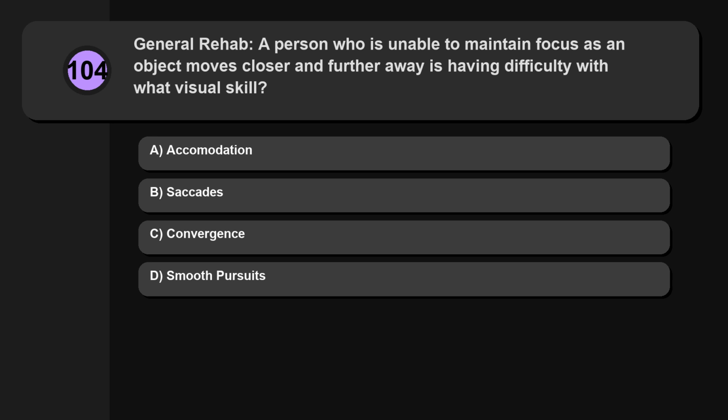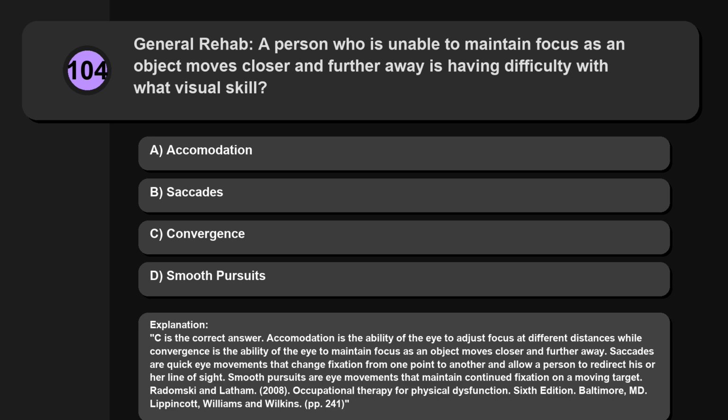Question 104. General Rehab. A person who is unable to maintain focus as an object moves closer and further away is having difficulty with what visual skill? Option A, accommodation. Option B, saccades. Option C, convergence. Option D, smooth pursuits. The correct answer is option A. Accommodation is the ability of the eye to adjust focus at different distances, while convergence is the ability of the eyes to turn inward as an object moves closer.